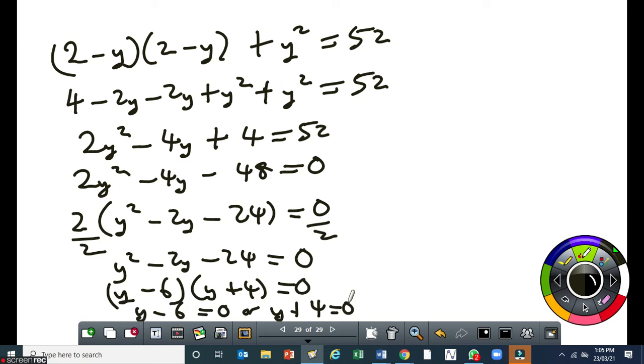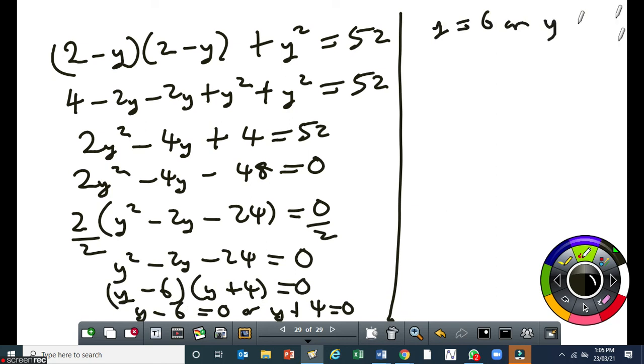Okay? What that means is my two y values are going to be y equal to 6 or y equal to negative 4. Okay, so I found the values of y. There are two. I now need to find the values of x.